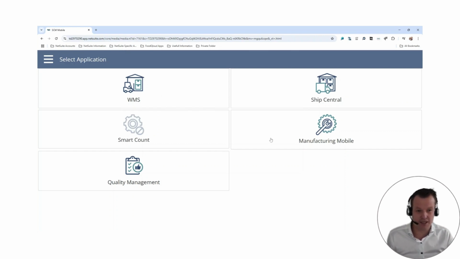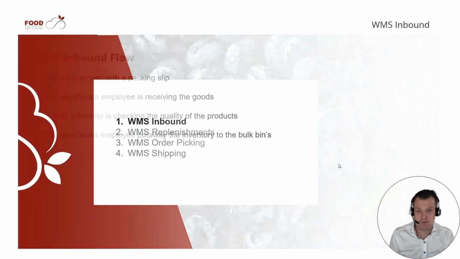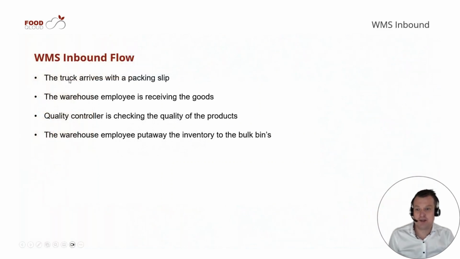Now we're going to jump into the processes. The first topic of today is WMS inbound. The WMS inbound flow goes: a truck arrives with a packing slip. On the packing slip, we have the purchase order number. The warehouse employee is receiving the goods via the scanner. A quality controller is checking the quality of the product with the tablet. And the warehouse employee is putting away the inventory to the storage bin.